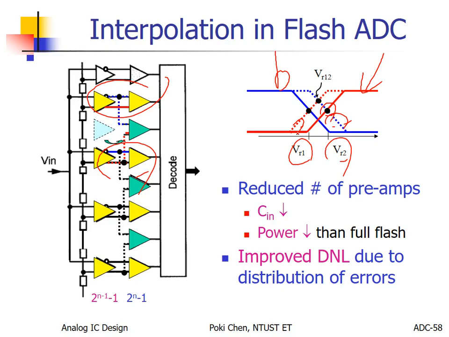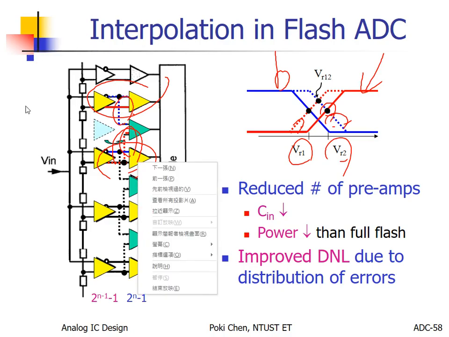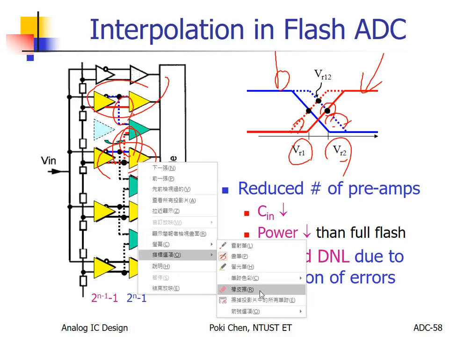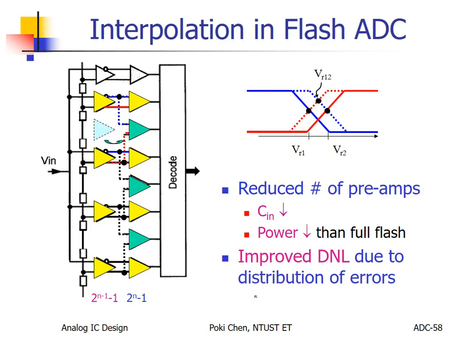Got it? But I borrow both dashed lines. Blue dashed line from my top neighbor, and red dashed line from my bottom neighbor. Please pay attention to the two dashed lines. So I am the comparator. Which is my threshold voltage? Again, the cross point. Right?